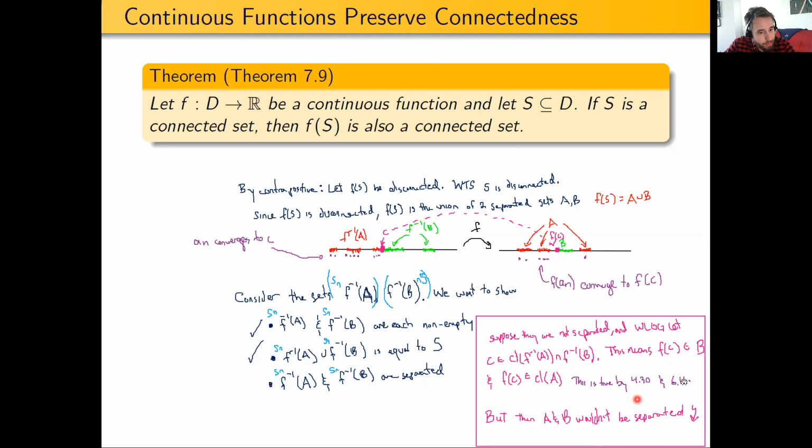But because we were able to prove this statement, that means we were able to prove this whole box, which means that f inverse of A and f inverse of B had to be separated. And that means we've proven our whole theorem. We assumed that the image of S was disconnected, and now we've shown that S is disconnected as well, because it can be written as the union of these two non-empty sets that are themselves separated.